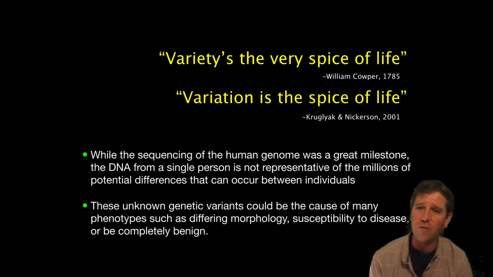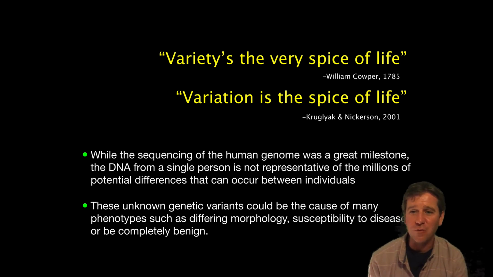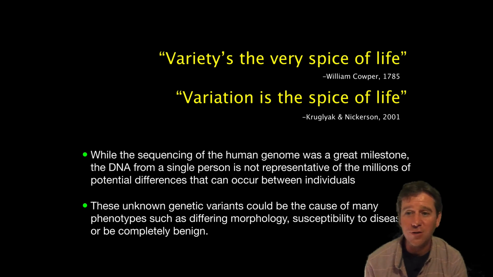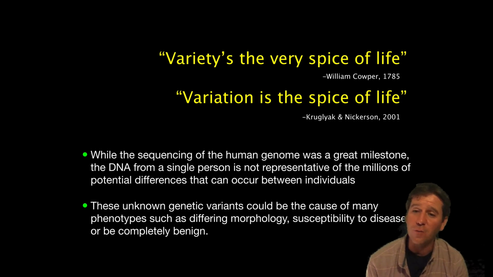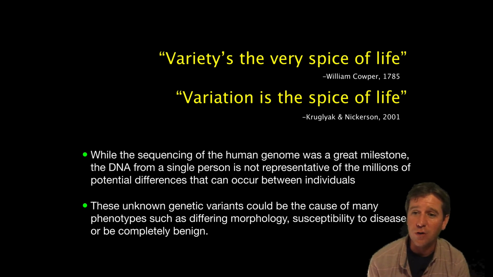So just like the old quote, variety is the spice of life, in genetics and genomics, variation is the spice of life. Having the sequence of a single white Caucasian male or a handful of them was great, but it's not the be all and end all. It never was and never will be. It's not representative of potential differences that can occur between individuals. These are the very things we want to find out. What are these variants? They could be the cause of phenotypic differences, such as different morphology or susceptibility to disease, or pharmacogenomic features, the effectiveness of different drugs. These are exactly the things that we're now able to study as these sequencing approaches ramp up.